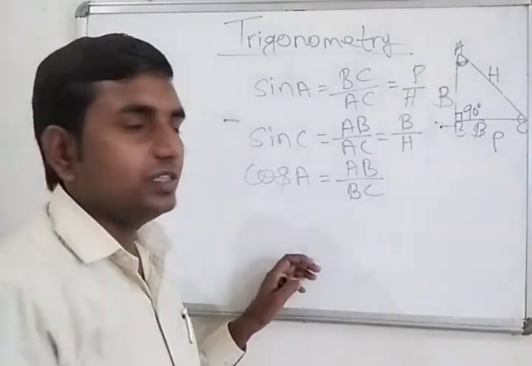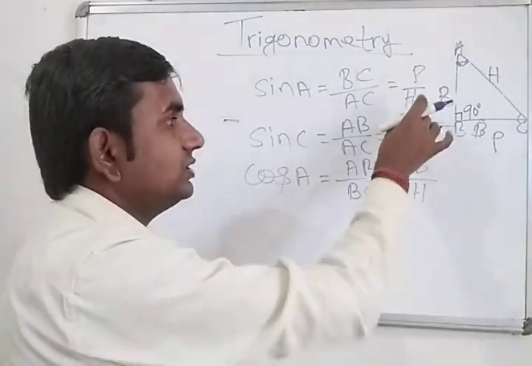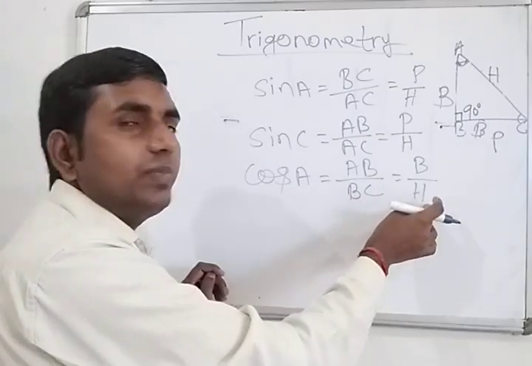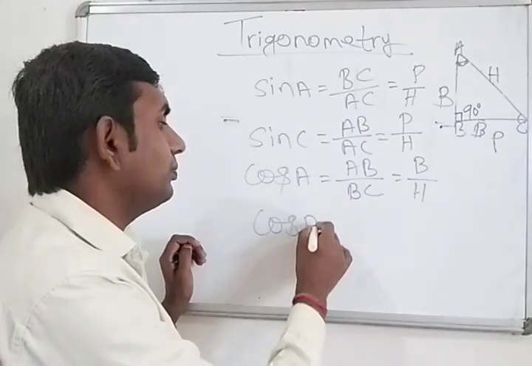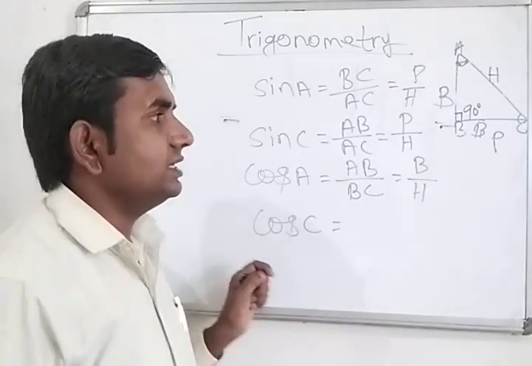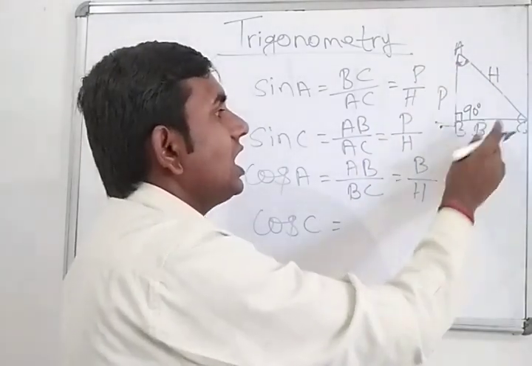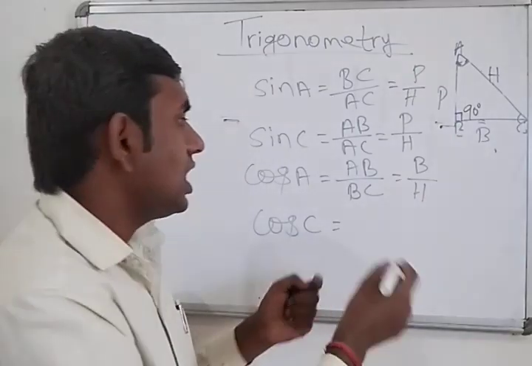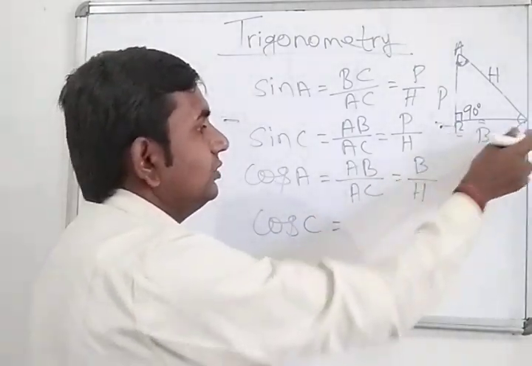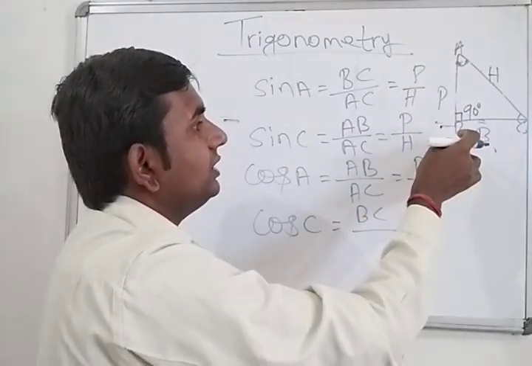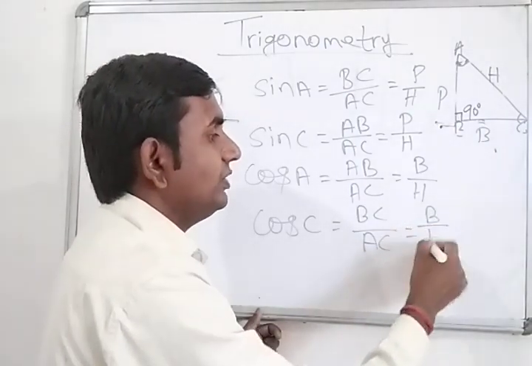AB by BC. Okay, it is base by, sorry, here we have to write by mistake, so it's perpendicular by base by hypotenuse. Okay, and if you want to find cos C, then in this case, in comparison to C, this side AB is a perpendicular and this side is now base. So the answer is, sorry, here is AC. Now our answer is BC by AC. So it's also B by H.